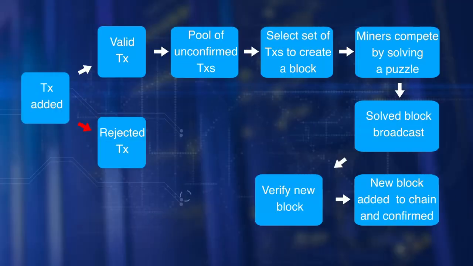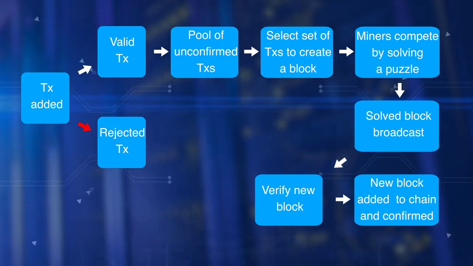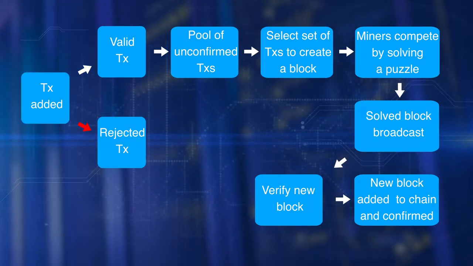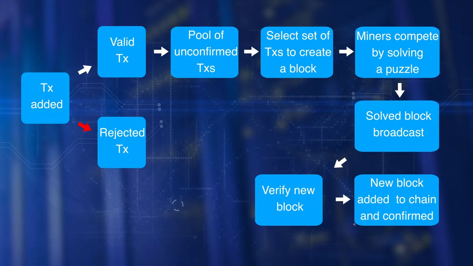The solution? Miners compete in solving a puzzle to determine who will earn the right to create the next block. In the case of Bitcoin blockchain, this puzzle is a computational puzzle and is central processing unit, or CPU, intensive. Once a miner solves the puzzle, the announcement is broadcast to the network and the block is also broadcast to the network. Then other participants verify the new block.